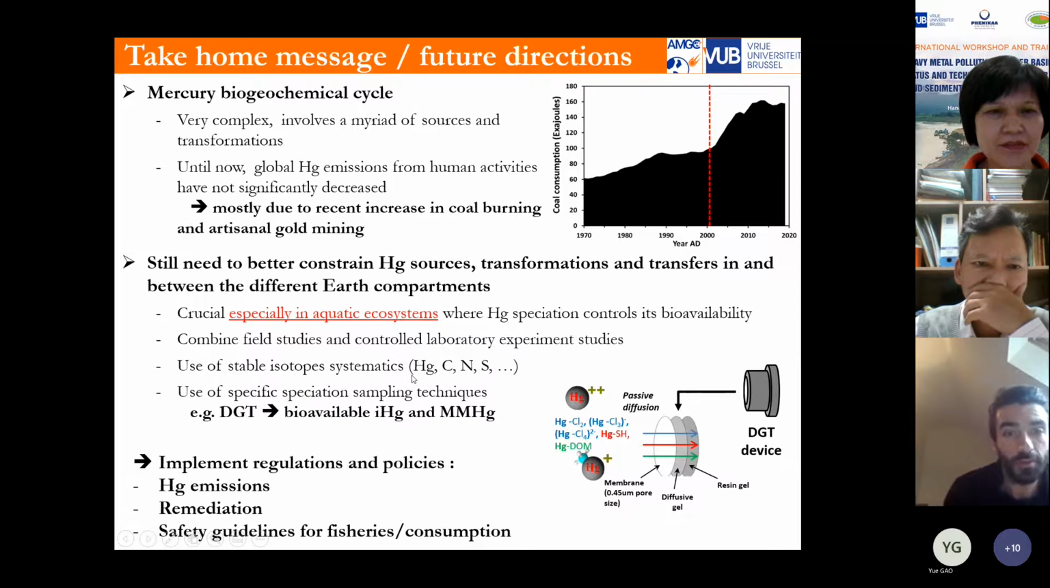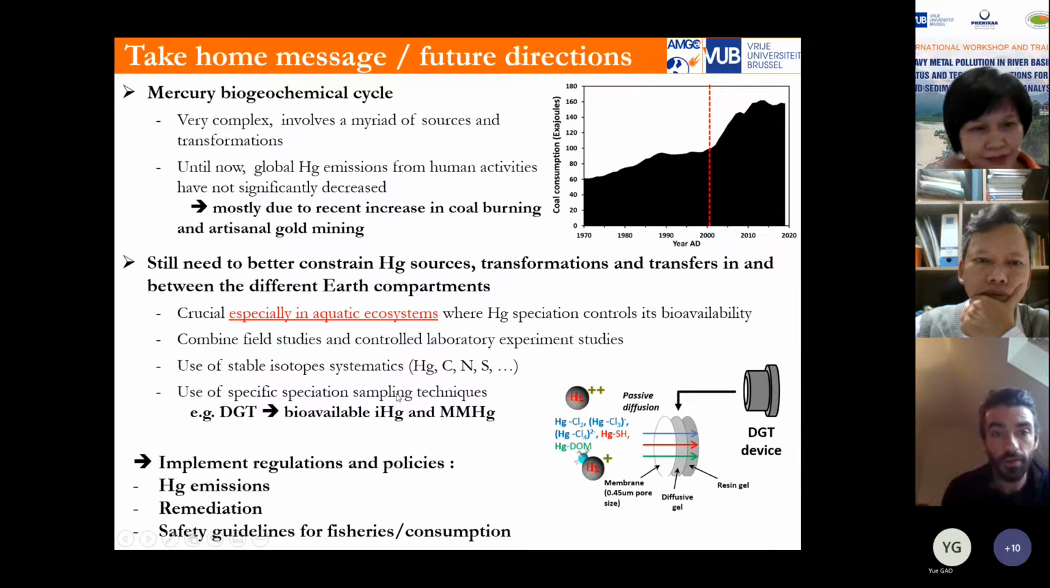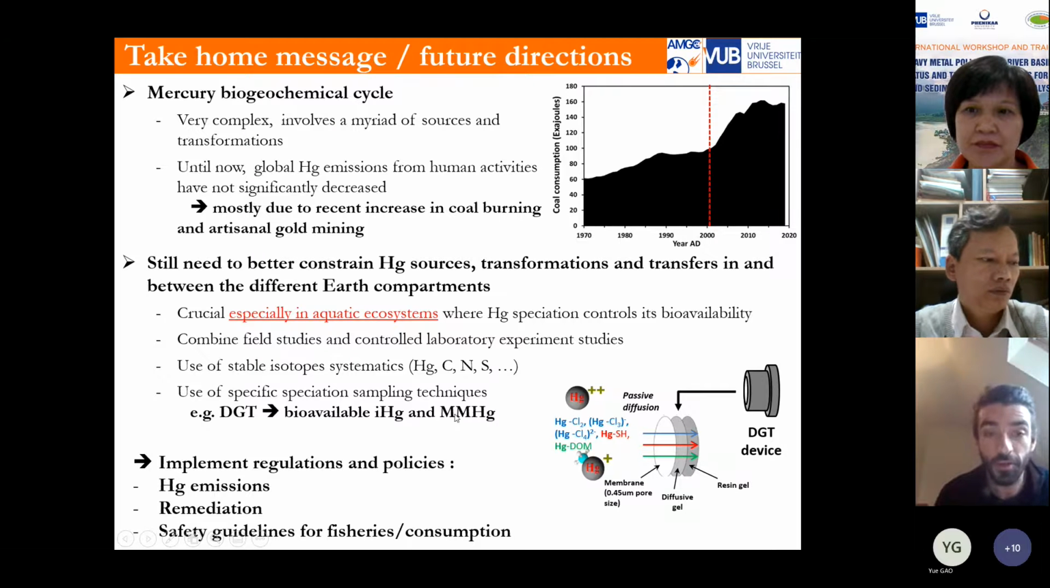I have not talked about mercury isotopes, but the use of isotopes, either mercury or others, carbon, nitrogen, can help to better understand and constrain transformations. And of course, the use of specific speciation sampling techniques can be a good idea to estimate the bioavailable inorganic and methyl mercury fractions in specific waters.